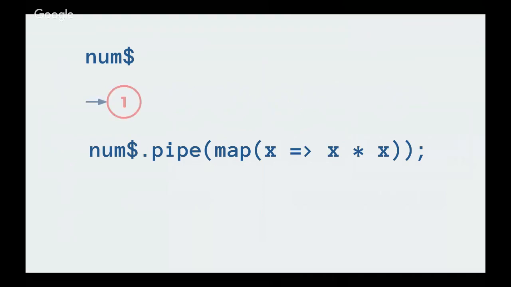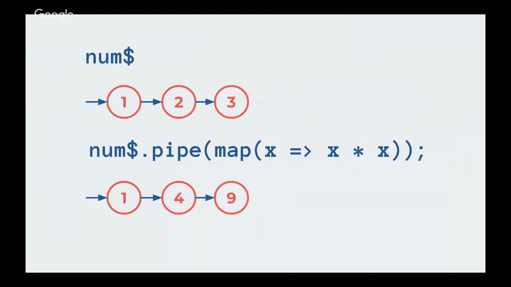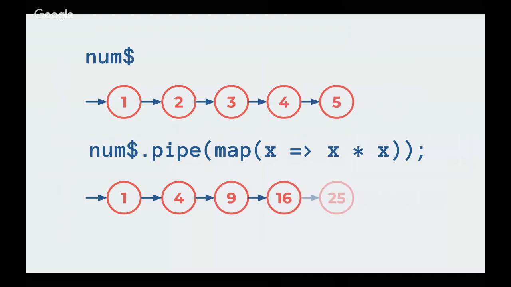If I had 1 come in, well, then on this other observable, 1 is immediately going to also come in. They're both going to emit 1. As soon as nums emits 2, then the nums pipe map is going to emit 4. 3, and then 9, 4, 16, 5, 25, 6, 36. And then as the nums stream ends, so too does the stream derived from it.